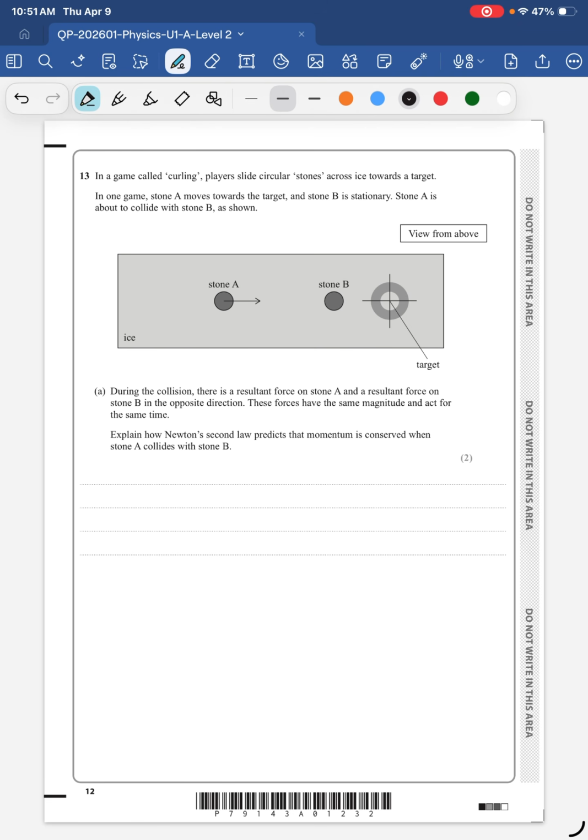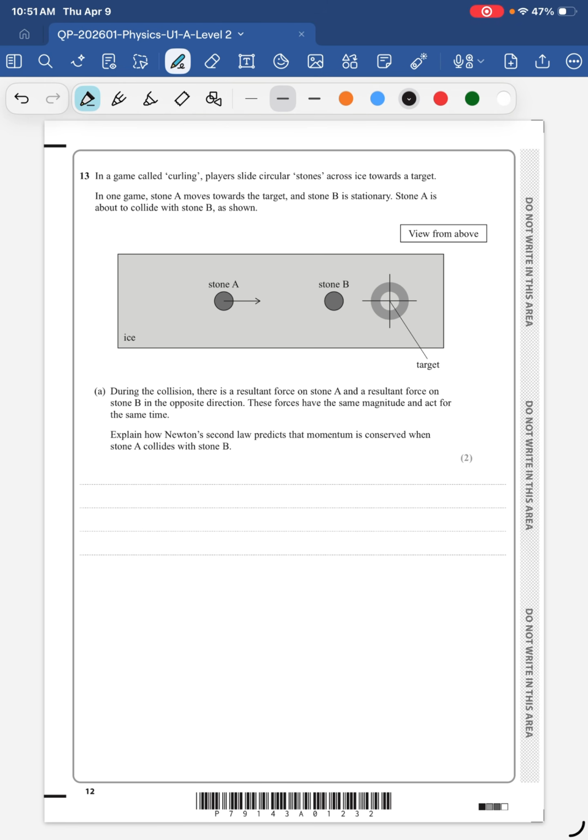Question A. During the collision, there is a resultant force on stone A and a resultant force on stone B in the opposite direction. These forces have the same magnitude and act for the same time. Explain how Newton's second law predicts that momentum is conserved when stone A collides with stone B.